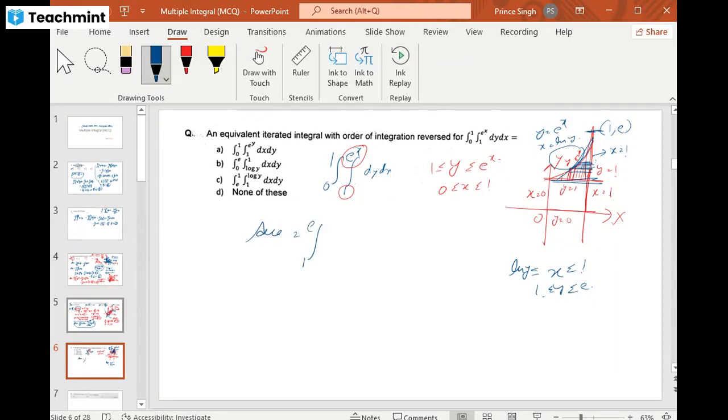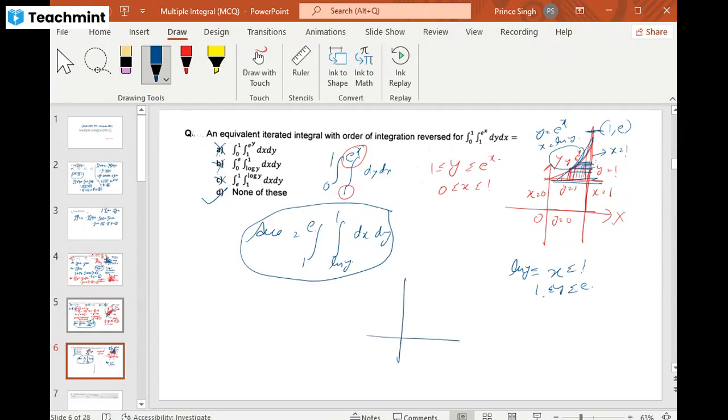Integral 1 to e, integral log of y to 1 dx dy. So 0 to 1, no. 0 to e and log of y to 1, no. e to 1, 1 to log y, again not. So it means that the correct answer is option D, because the value of e is greater than 1. And we are moving from bottom to top while calculating the limit of the function. So this is the representation of this integral after changing the order of integration.